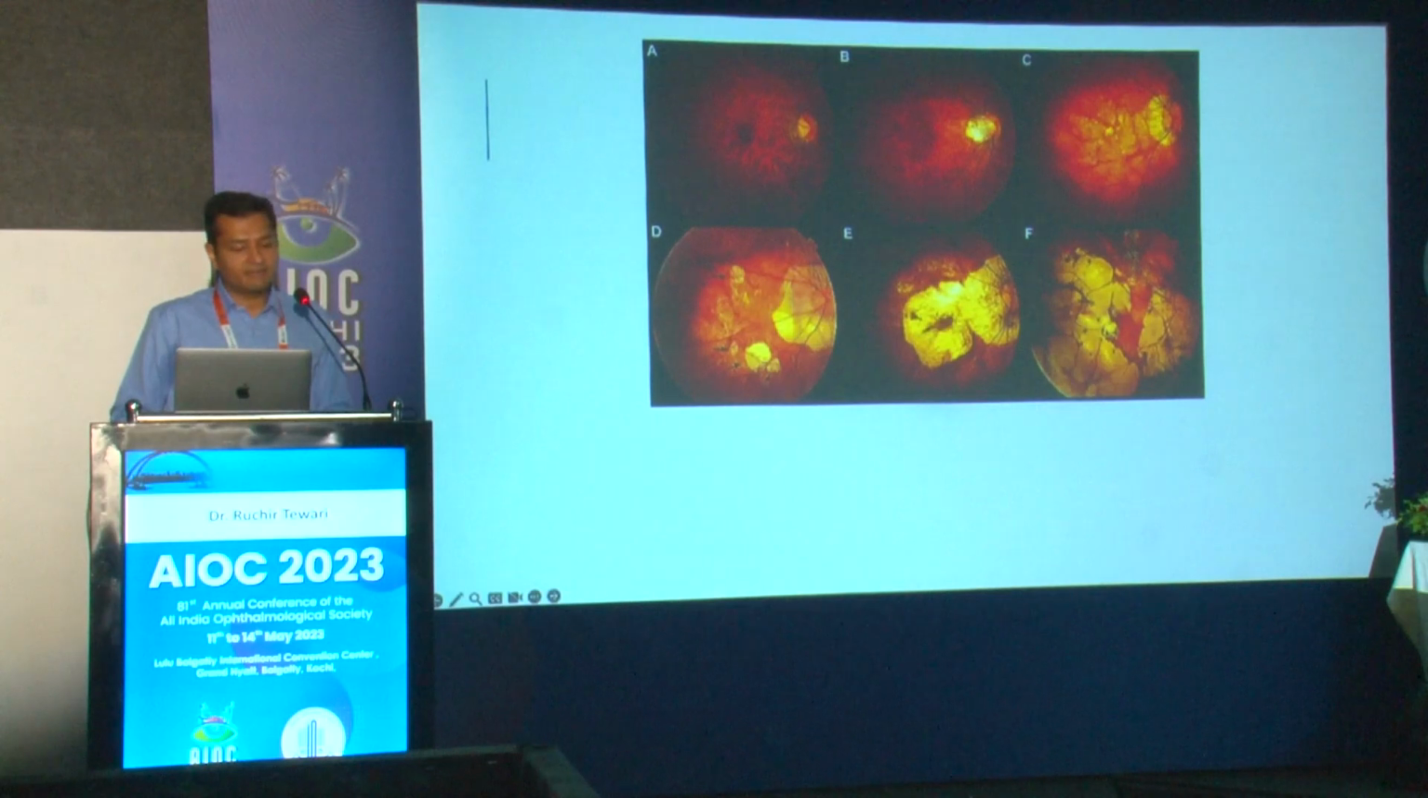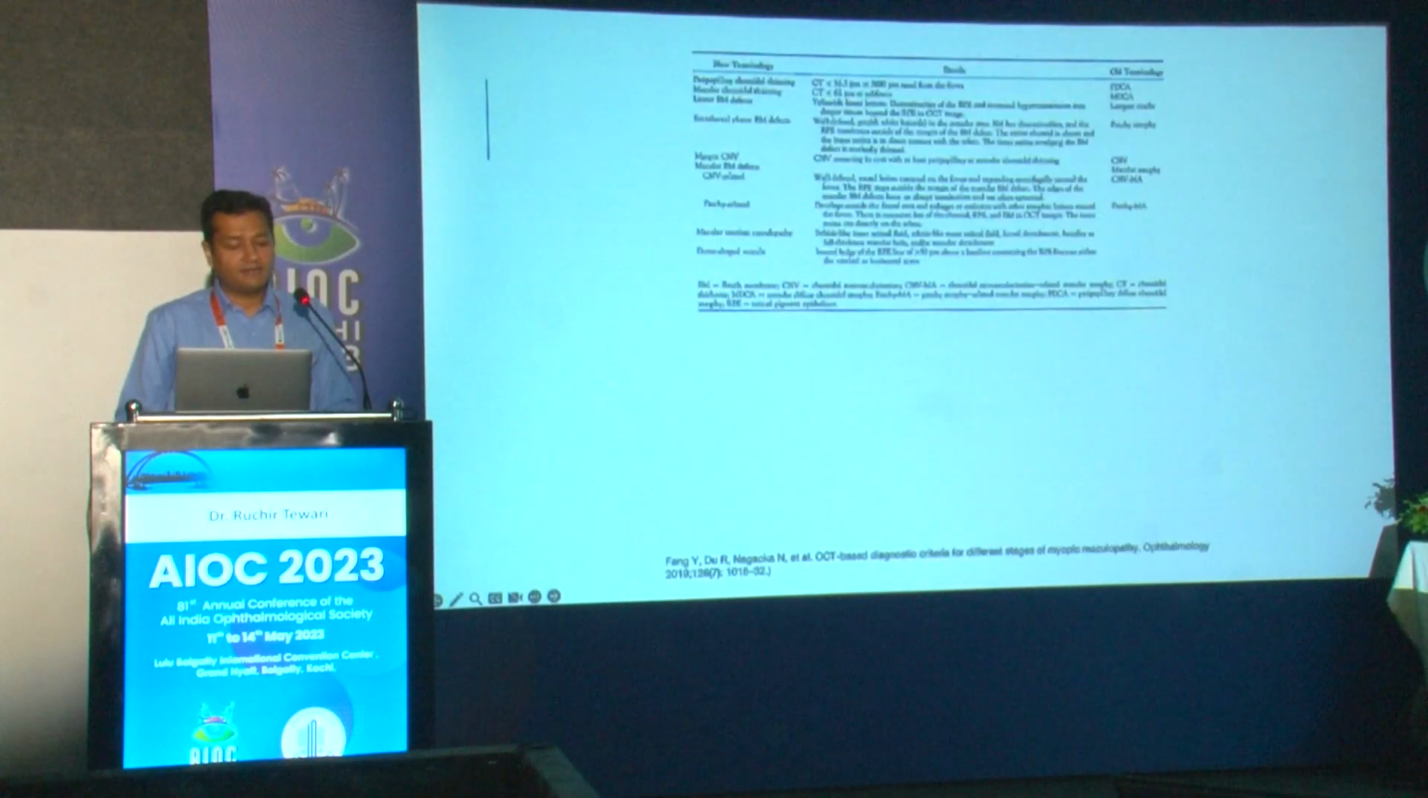This is a representative image which shows all the described changes. Figure A is a tessellated fundus, figure B shows a peripapillary atrophy, C is showing lacquer cracks, followed by patchy atrophy, myopic neovascularization related atrophy, to diffuse atrophy.